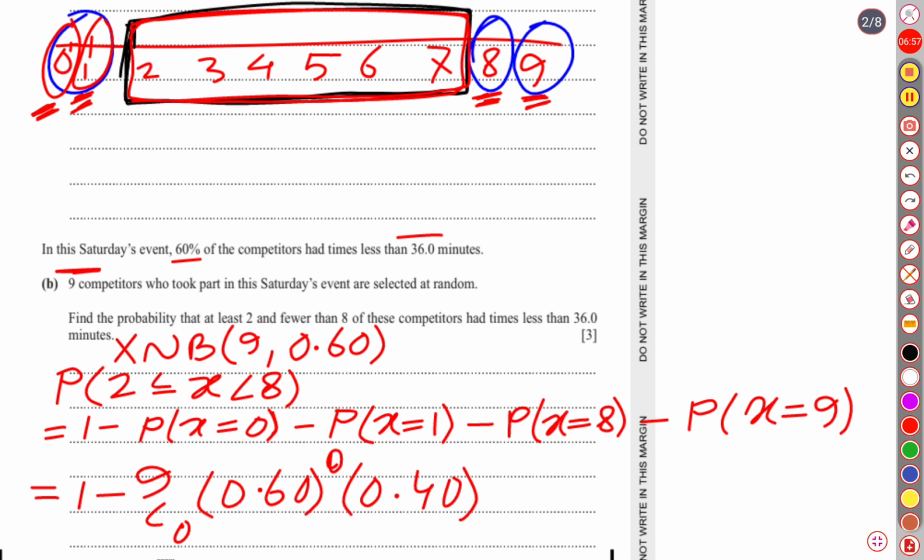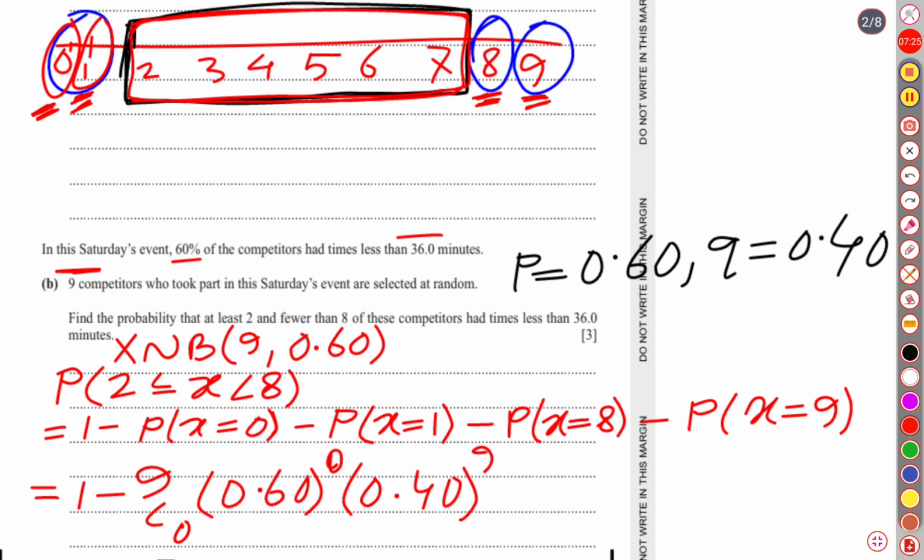How many times? 9 times. Here we may write: the probability of taking less than 36 minutes is 0.60. So the probability of taking less than 36 minutes is 0.60, and the probability of taking more than 36 minutes will be 0.40. From 1 we will do subtraction.